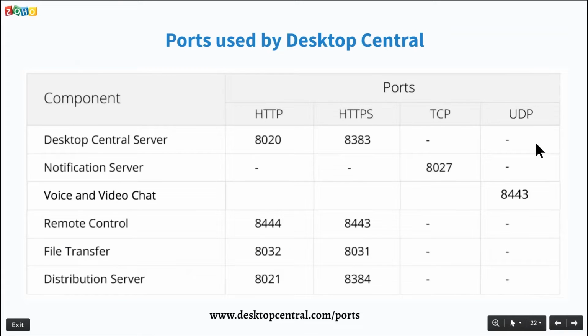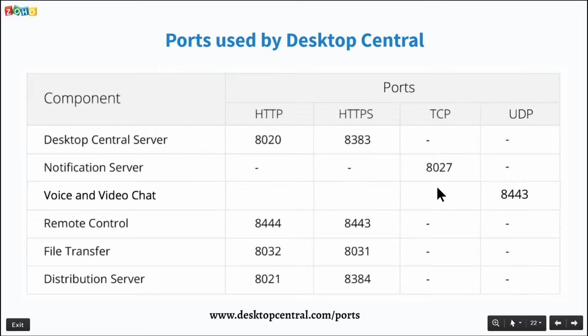So now we can see the ports involved when it comes to Desktop Central management. We would recommend you to open the ports shown here in order to manage specific features with Desktop Central. Agent server communication happens in port 8020, and server to agent notification happens in port 8027 TCP. For an example, voice and video chat, one of the features associated with the product, works in UDP 8443.